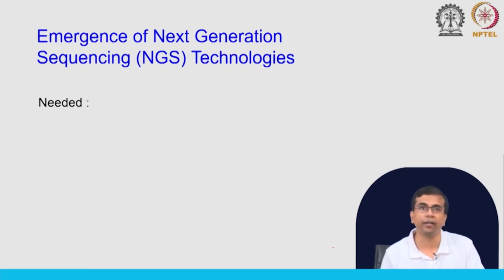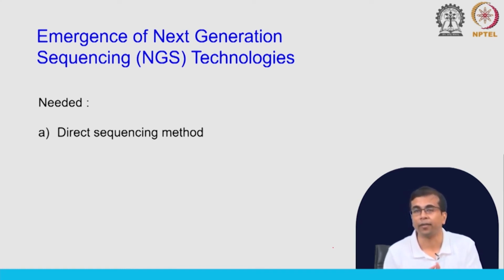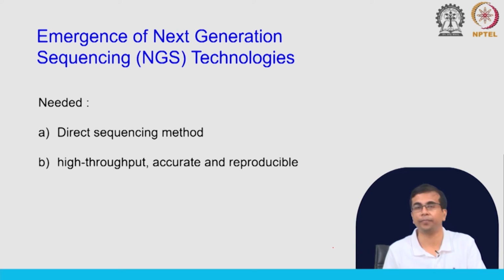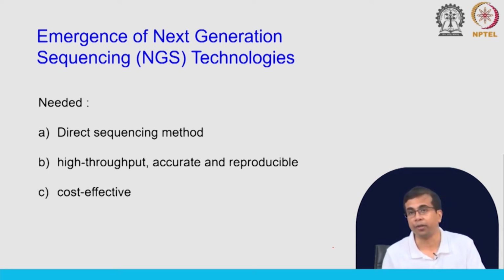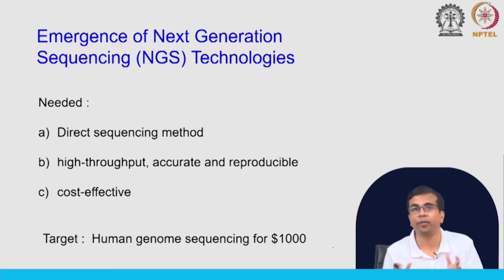So, what was needed is a direct sequencing method. As you have seen, microarray is an indirect method, and that is actually not good enough. So, we needed a direct sequencing method, and it should be high throughput, accurate and reproducible. There should not be too much error when you are sequencing these DNA molecules. It should be cost effective for large scale projects, right. And how do you define this cost effectiveness? The target was said that the human genome should be sequenced for $1,000 or less.